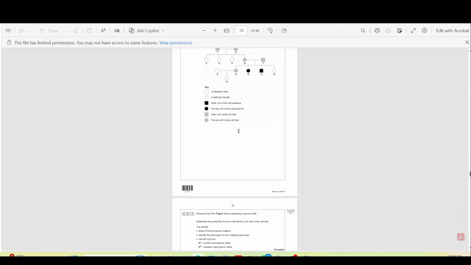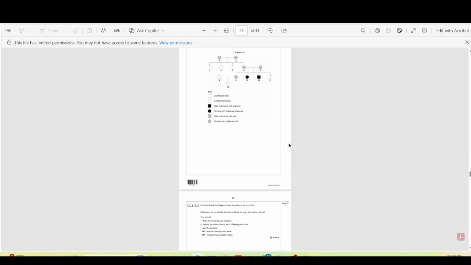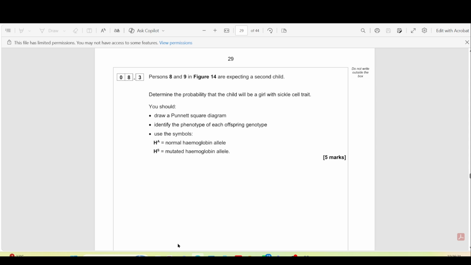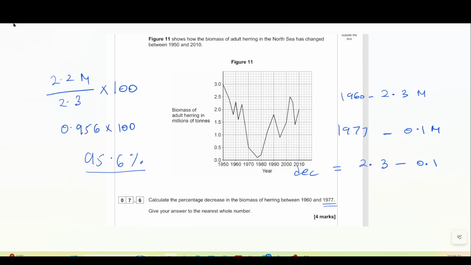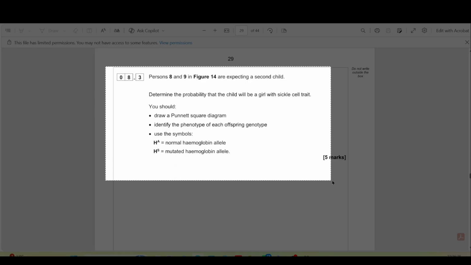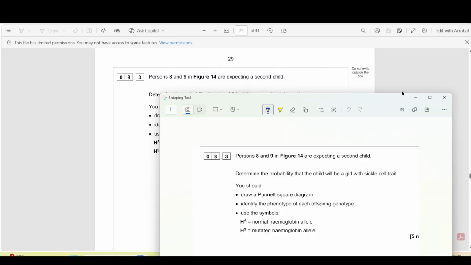Determine the probability the child will be a girl with sickle cell trait. I need the diagram also, actually. Determine the probability that the child will be a girl with a sickle cell trait.